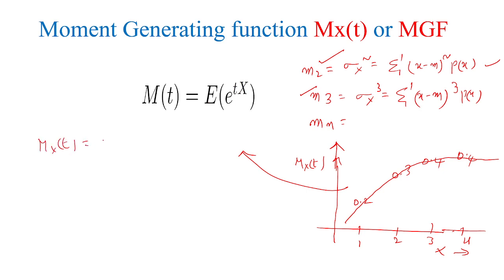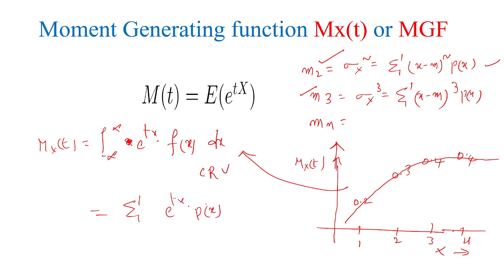M_X(t) is equal to the integration from minus infinity to plus infinity of e^(tx) f(x) dx. This is for a continuous random variable. If it is a discrete random variable, it is Σ e^(tx) p(x). So this is for a discrete random variable. Averaging process, nothing else here. It is also an averaging process.